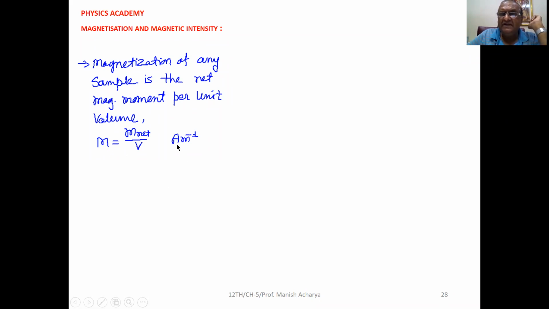Its unit is ampere per meter. You can write the dimensional formula, that is M0 L minus 1 T0 A1.